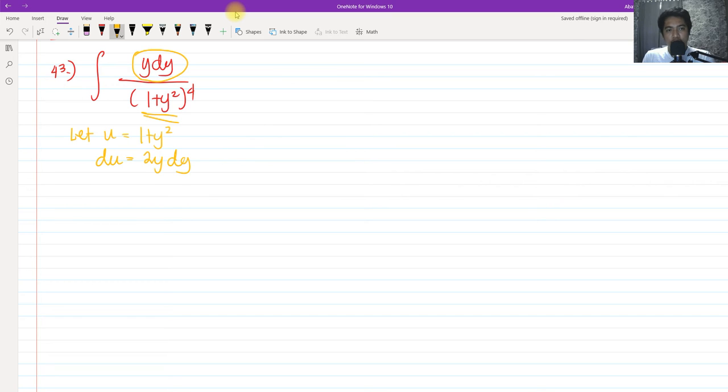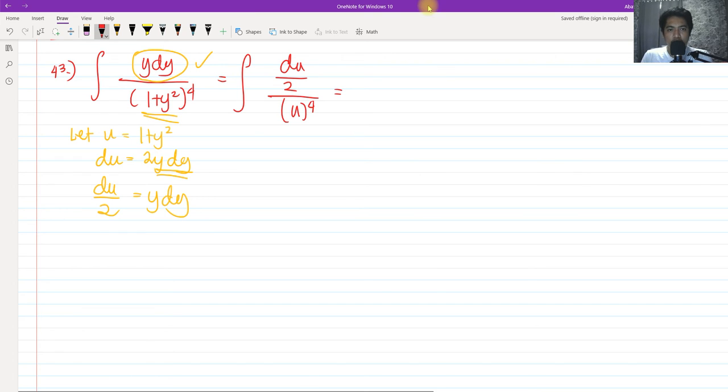So I have y dy in my numerator. What I want here is y dy, so I have to isolate the 2. So I have du all over 2 equals y dy. And now I can perform the u substitution. So we have y dy equals du all over 2, all over 1 plus y squared, that's u raised to 4. So I can factor out 1/2. So we have 1/2 times the integral of du all over u raised to 4.